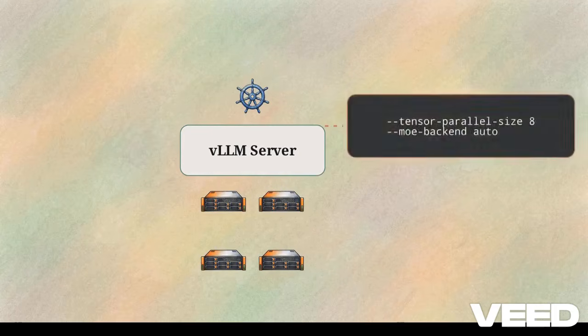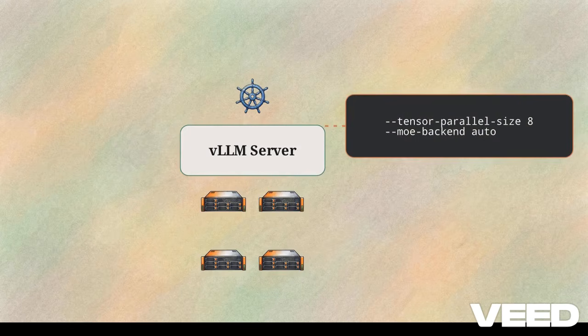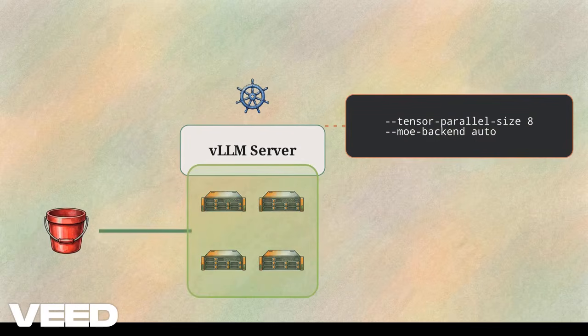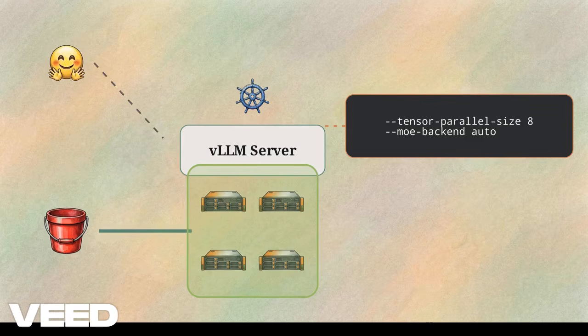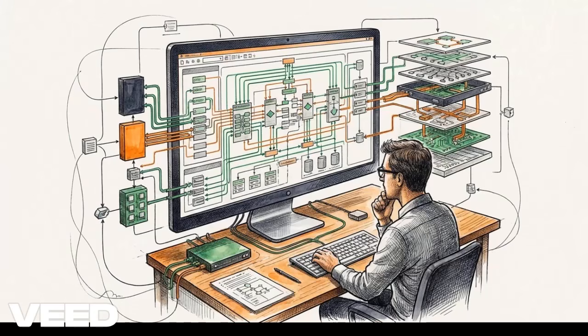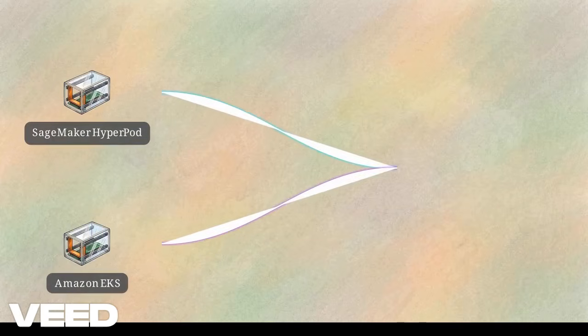The vLLM server is then deployed via Helm using the same tensor parallel and MoE arguments used in the HyperPod configuration. In this environment, you can choose to sync model weights from an S3 bucket to the local nodes, which is often faster than downloading from external repositories. While standalone EKS involves more operational overhead, it provides teams with direct control over the Kubernetes networking and storage layers.